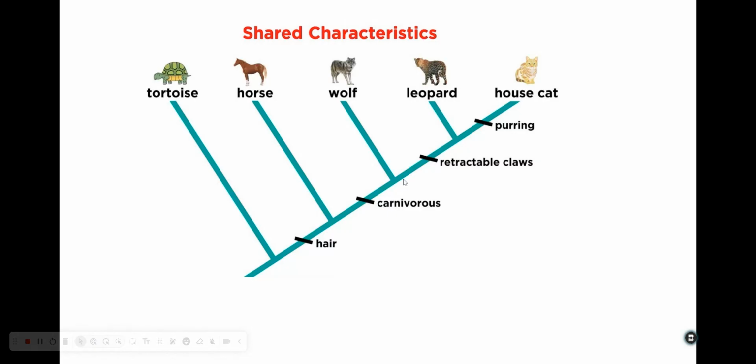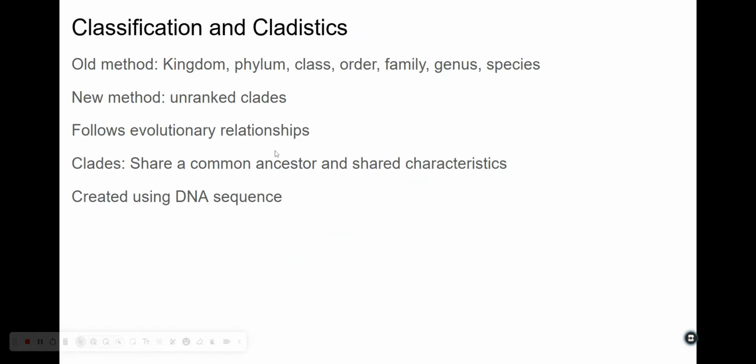Anyway, so that right there is the node. All right, classification. So in classification and cladistics, the old method, we had kingdom, phylum, class, order, family, genus, species. In our new method, we use our unranked clades. And so these are our groupings that follow naturally and follow our evolutionary relationships. So the sizes can vary depending on the group itself.